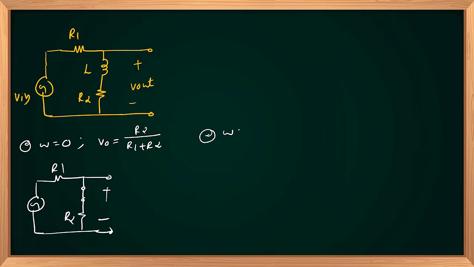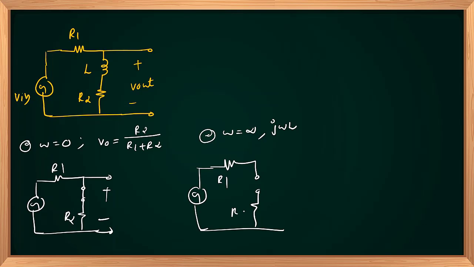At omega equal to infinity, the inductor acts as an open circuit because its impedance is j omega L. As omega tends to infinity, the impedance would become infinity. The inductor acts as an open circuit. R1, R2, V out.